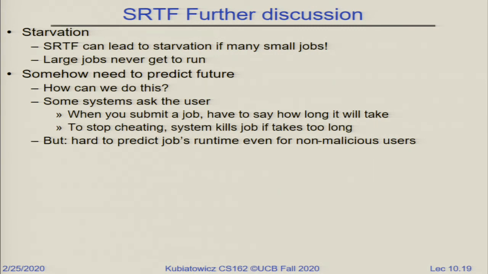We know that users don't do a good job, but you could say, well, in order to stop cheating, if they're wrong, we're going to kill their job. Well, maybe that's okay if you actually have people cheating, but what you've just done is you've killed off jobs that any normal programmer writes because they can't figure out exactly how long things take, right?